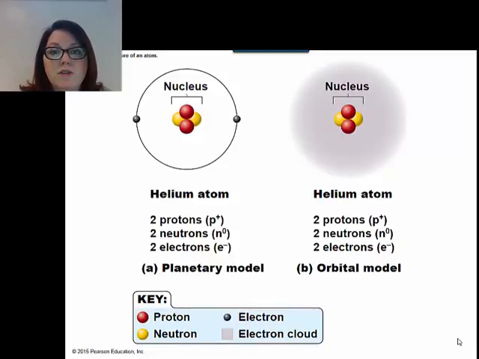So here on the screen we can see a model of a helium atom, right? In the nucleus we can see 2 neutrons shown in yellow, 2 protons shown in red, and then outside the nucleus we can see 2 electrons shown in gray. So this is a pretty typical model for an atom. Atoms that have the same number of protons have the same basic properties and they belong to the same element.